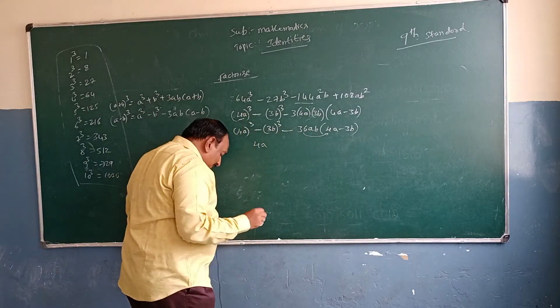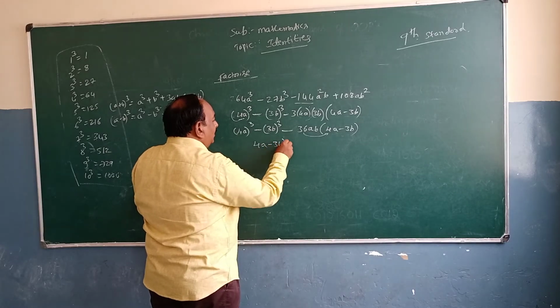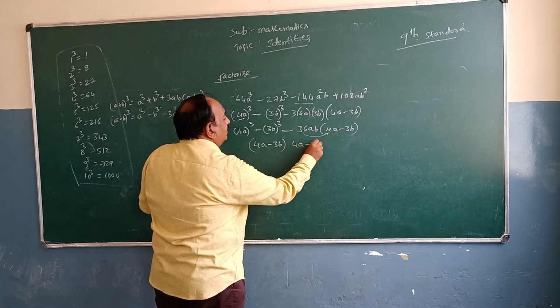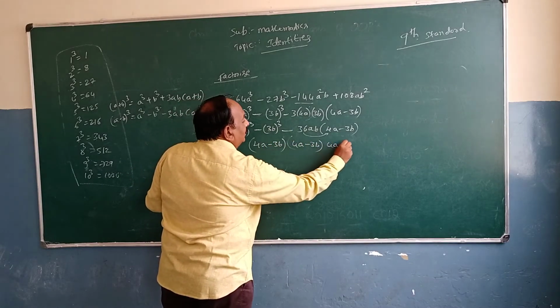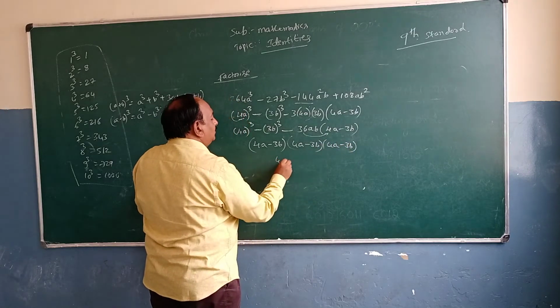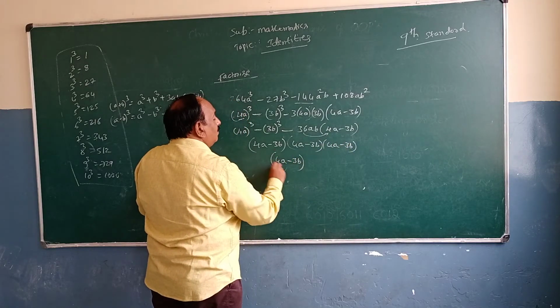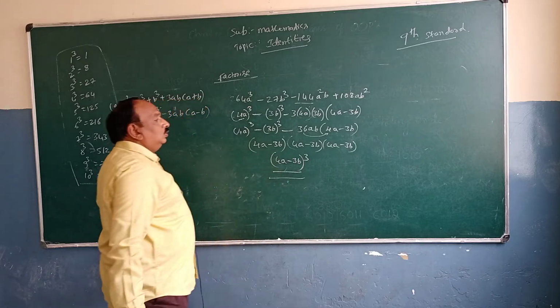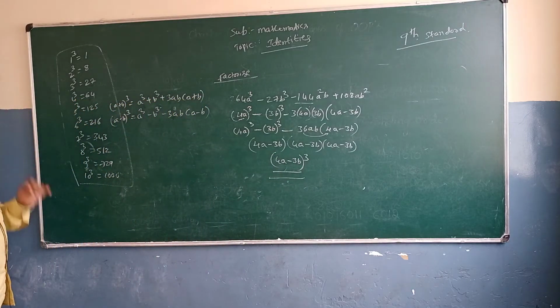So this can be written as 4a minus 3b, 4a minus 3b into 4a minus 3b. So this can be written as 4a minus 3b whole cube.